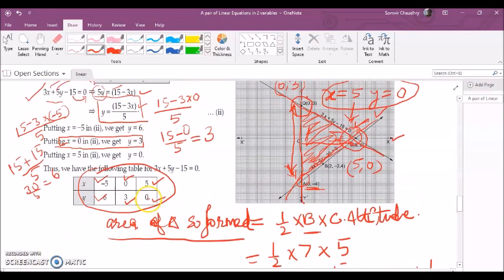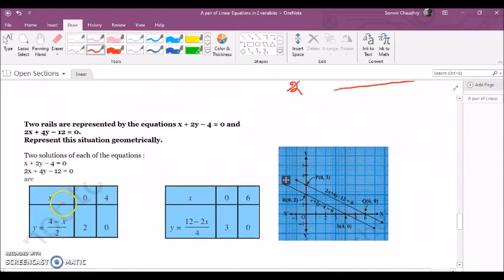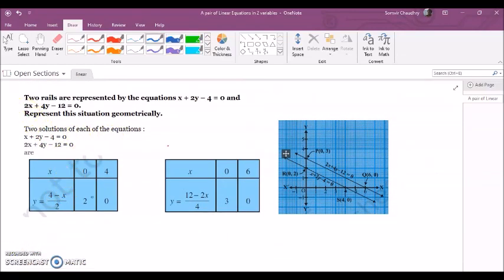Now children, we will have a small look at these two examples also. Yes children, now we will take another example like this. This is our second example. Two rails are represented by the equations. This one is the first one, x plus 2y minus 4 is equal to 0, and this is the second one, 2x plus 4y minus 12 is equal to 0.